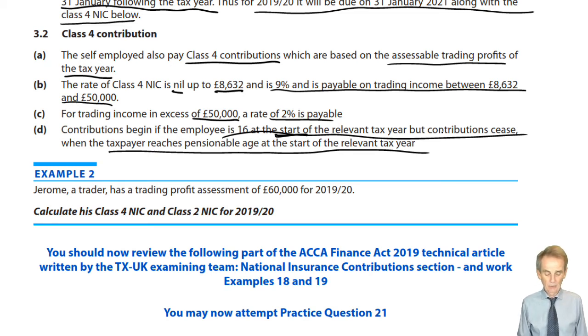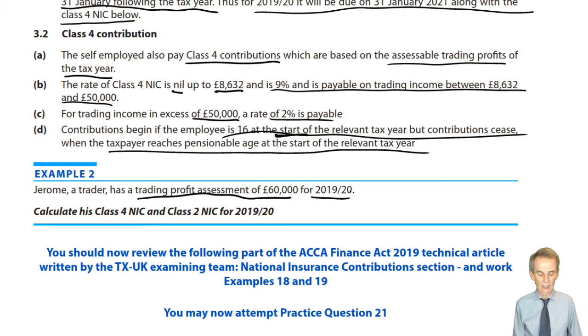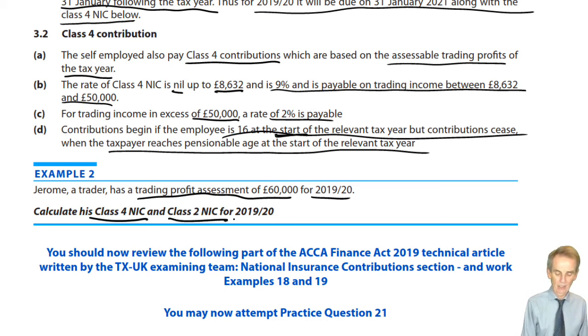And here we've got example 2 for you to enjoy, and this time a trading profit assessment of £60,000 for the 1920 tax year. What have we got to do? Class 4 and Class 2. Obviously 60,000 is above that small earnings limit that we referred to in relation to Class 2, so it's £3 a week for 52 weeks.